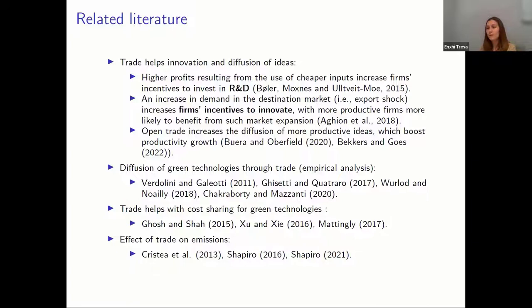And lastly, importantly, it's the effect of trade on emissions that has been studied in particular by taking into account transportation emissions, by Christian and co-authors and Shapiro 2016, and then the handbook chapter 2021. So we are inspired by these last works in order to see how trade affects emissions by considering this baseline, that is reaching net zero in 2050, but adding this ingredient that is the diffusion of ideas.